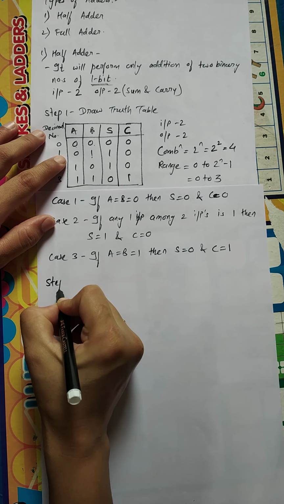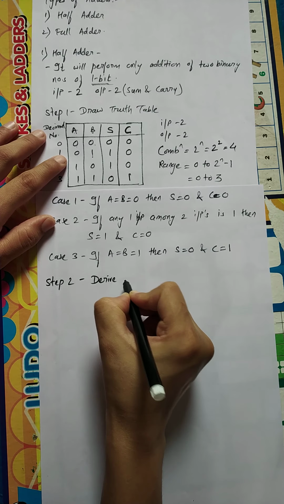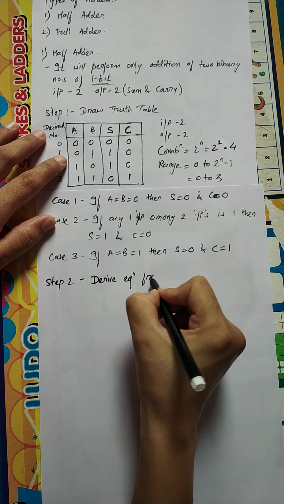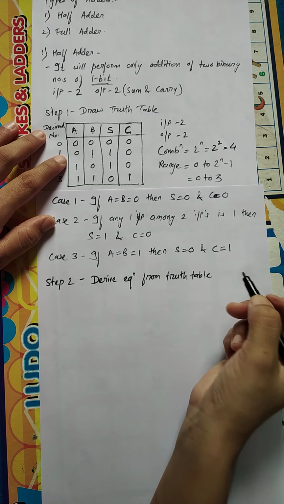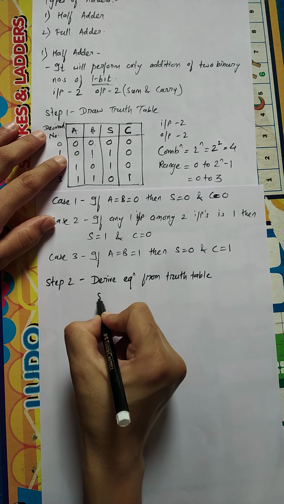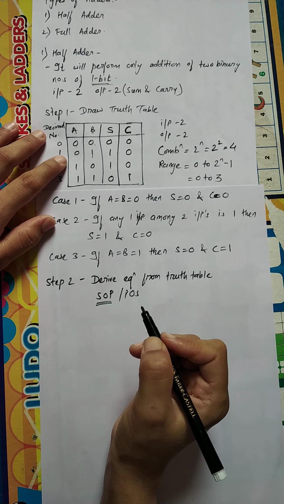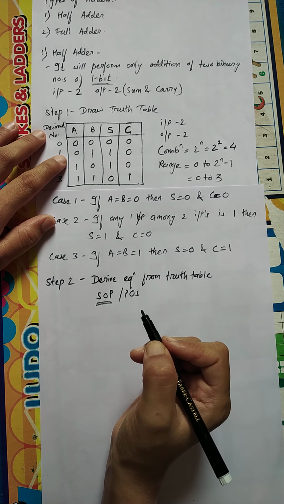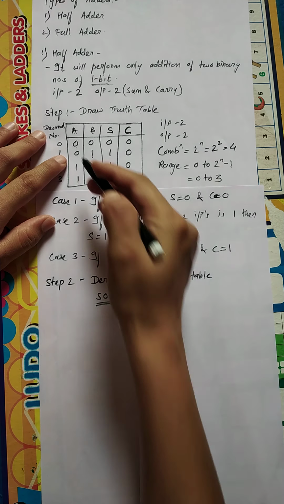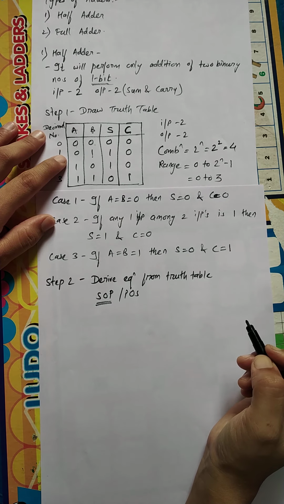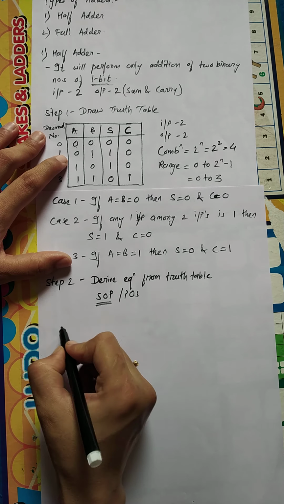Now step 2, in step 2 we just have to derive the equation from the truth table. You can derive the equation from the truth table in either form, that is SOP or POS. Generally we derive the equation in SOP form, right? There are two ways to design the SOP equation from the truth table. One is the algebraic method and the second one is the K-map method. Actually we are using the K-map method here.